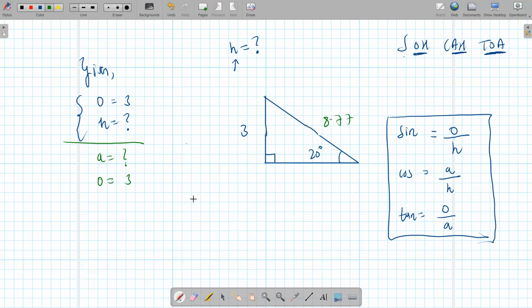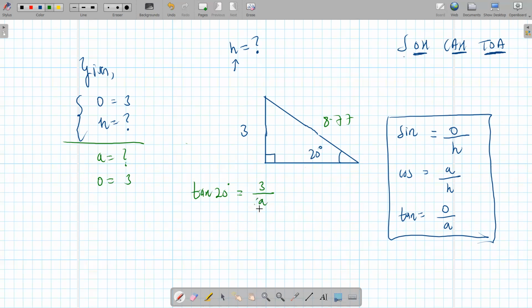We want to find the A, right? And we're given O. Which one has O and A? Just look at these three. One of them has O and A. Tan. Yeah, exactly. So look, we're going to set this up. It's going to be tan of the angle 20 equals the opposite, which is 3, over A, that's missing.